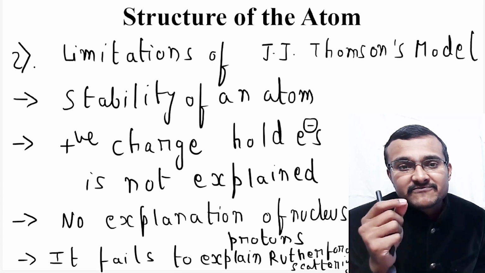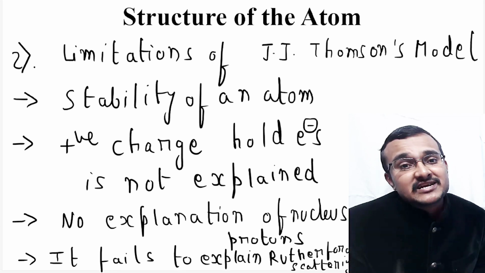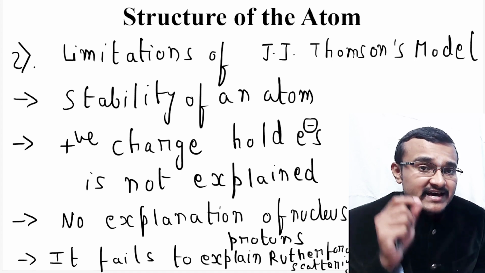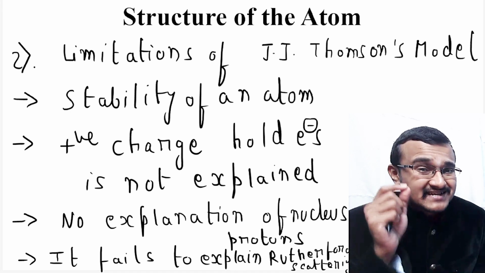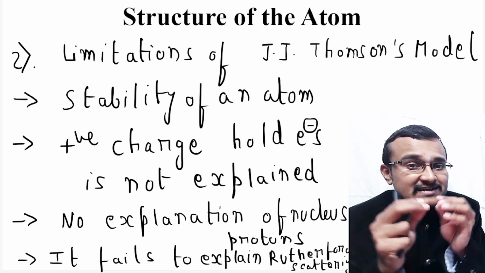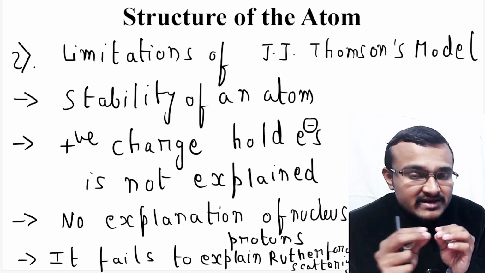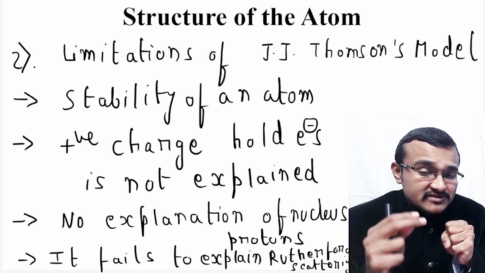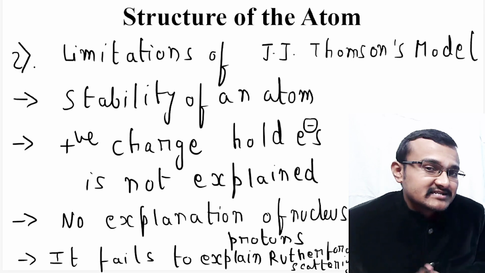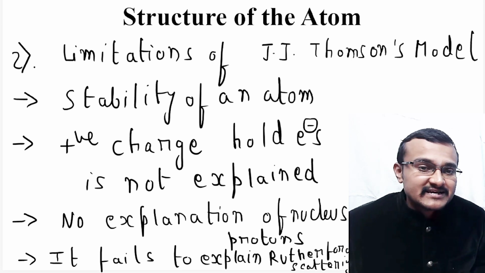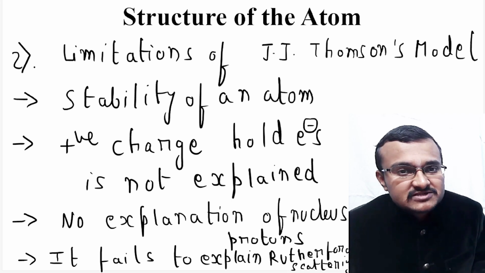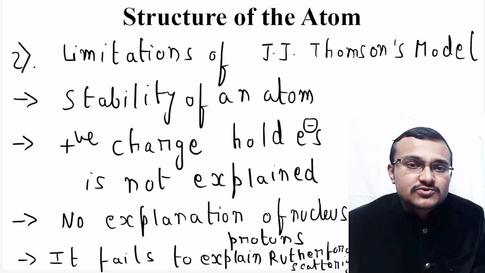So this phenomenon couldn't be explained by J.J. Thomson's model. Fundamentally, in this model it was considered that the atom is made up of a positive sphere and electrons are embedded in that positively charged sphere. The observations made by the Rutherford scattering experiment were not explained by J.J. Thomson's model. So this is also one of the limitations of J.J. Thomson's model. If you have any more limitations for J.J. Thomson's model, you can add them to this question.